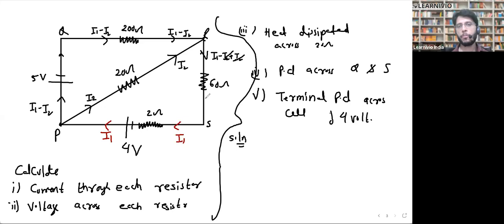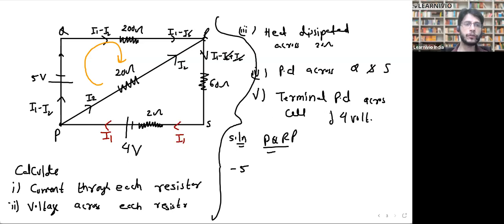Yes, sir. Mariam, what is the number of variables in this equation? Two variables. We'll make two equations. Let's start from this loop. Shazada, I'm choosing this loop P, Q, R, P. Let's move from P to Q. How much is the voltage drop when I'm moving from P to Q? Plus 5, minus 5? If you're moving from high to low, it will be negative, minus 5.